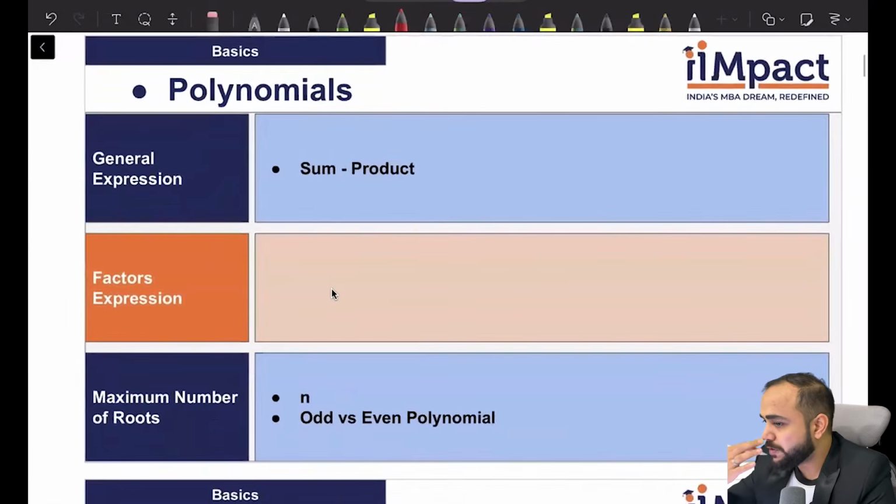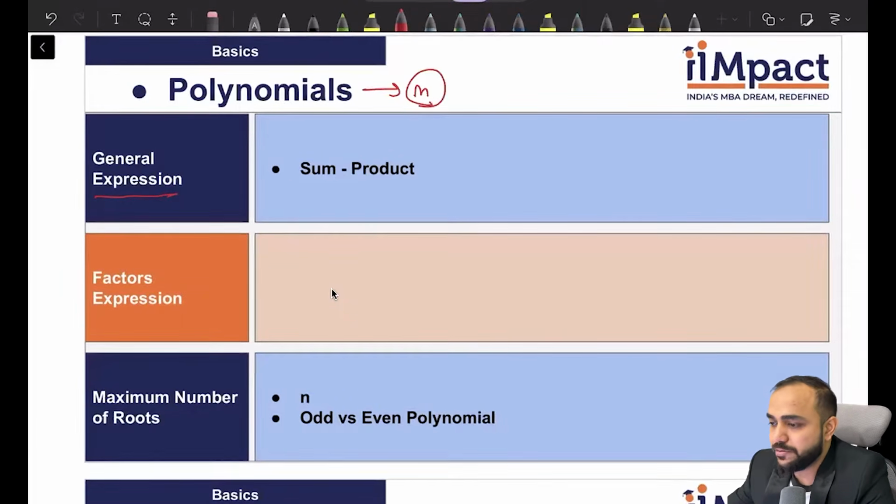So first, before we talk about quadratic, let's talk about polynomials in general. The general expression for a polynomial, when we talk about a polynomial, we should talk about its degree first. The highest power of x, the variable which is given as the input, is the degree of that polynomial. Based on that degree, that polynomial is named. If the degree is 2, it's a quadratic. If the degree is 3, it's a cubic, and so on.